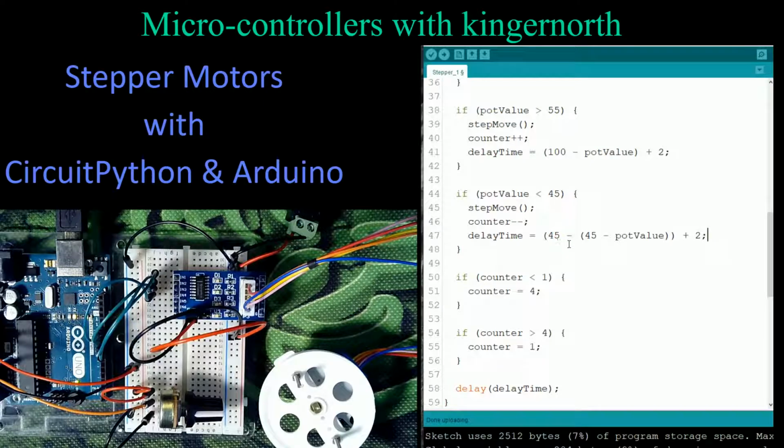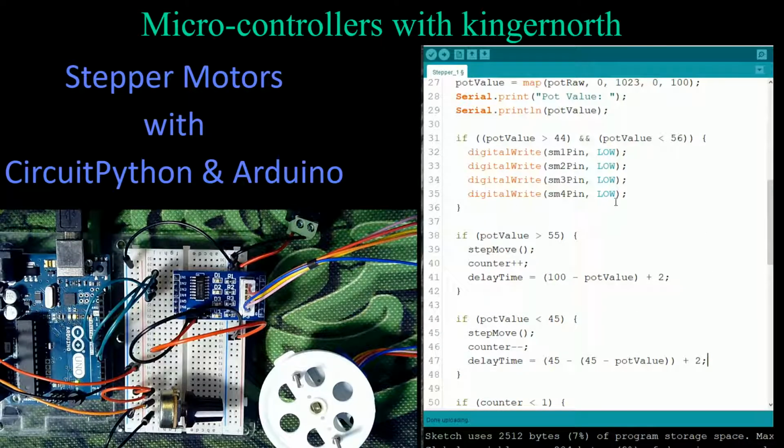At 44, it's going to be 45 minus the pot value, which is 44, which is 1. The 45 minus 1 is 44, plus 2 is 46. So we actually have the same range. We go from 2 to 46 on our delay, regardless of which direction we're going. So that just makes our math work for us. So those are our two math formulas, and we've added in this delay.